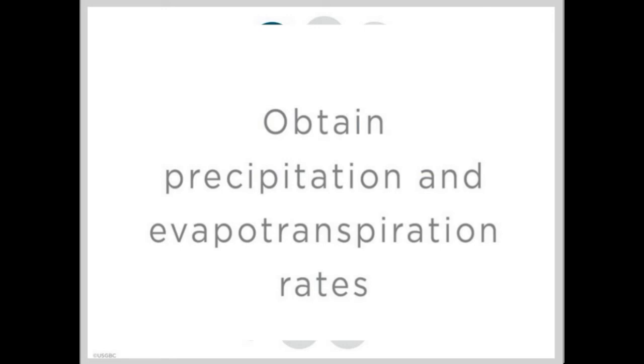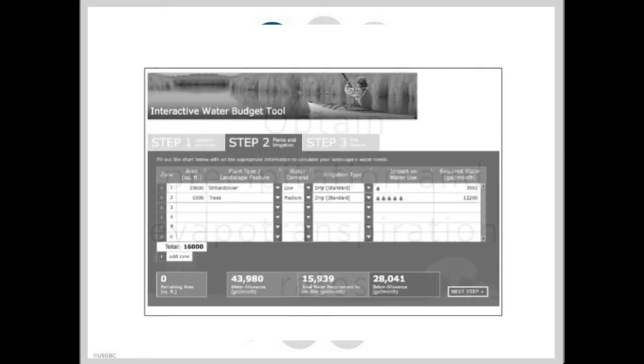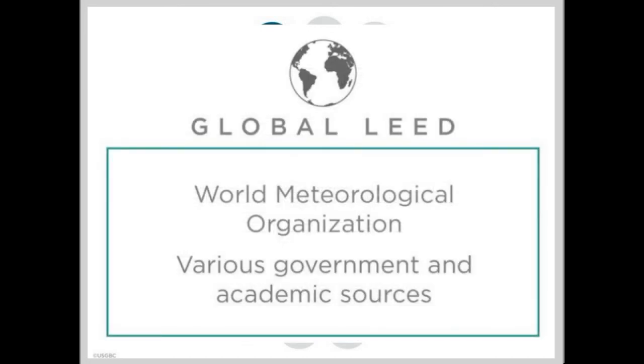Step 1 is to obtain precipitation and evapotranspiration data. Projects in the United States can use the WaterSense Water Budget tool, which automatically derives rainfall and evapotranspiration from the project zip code. A screenshot of the tool is seen here. For projects outside the United States, gather average monthly precipitation data and evapotranspiration rates, or ETo, for the project area to determine the site's potential irrigation needs. This information may be collected through various government and academic sources.